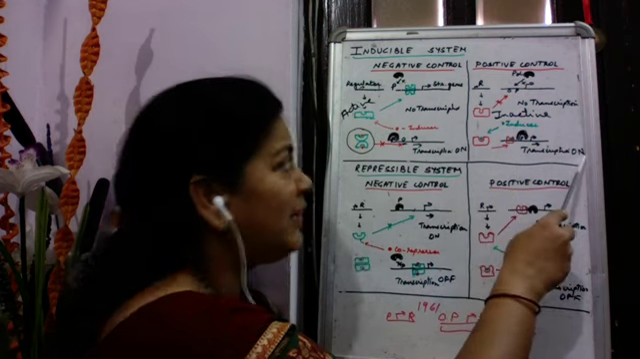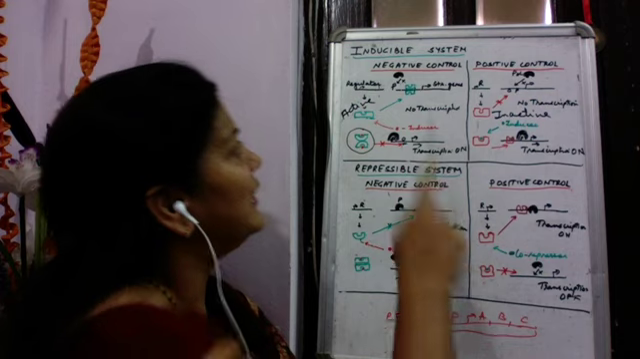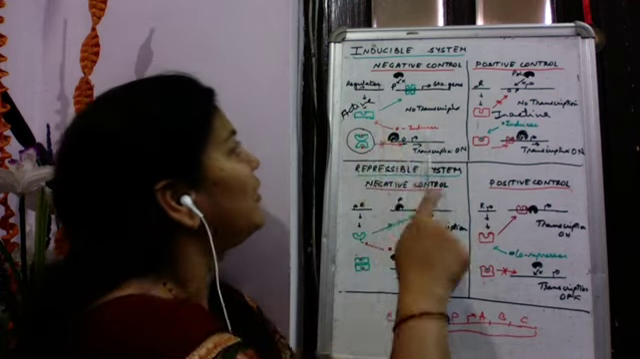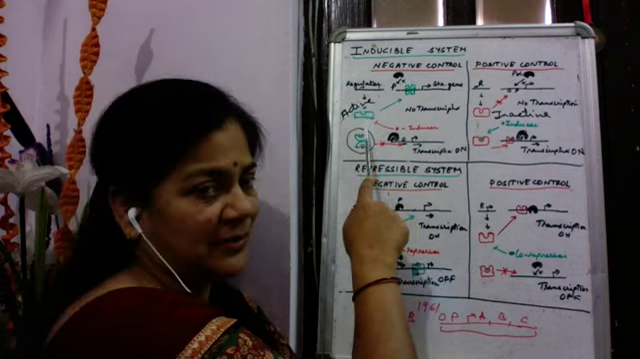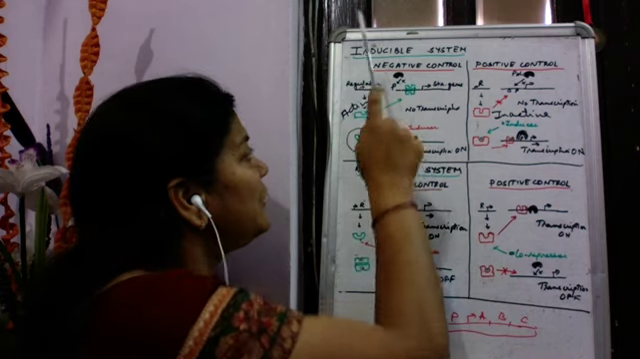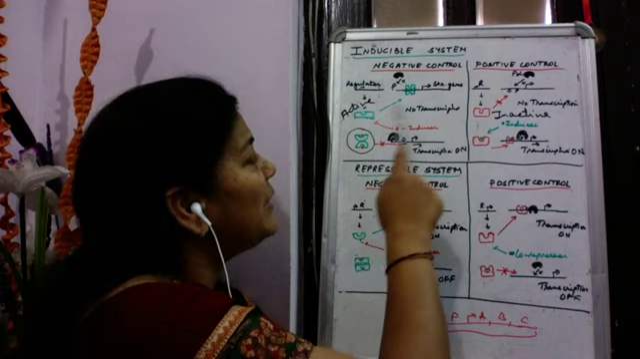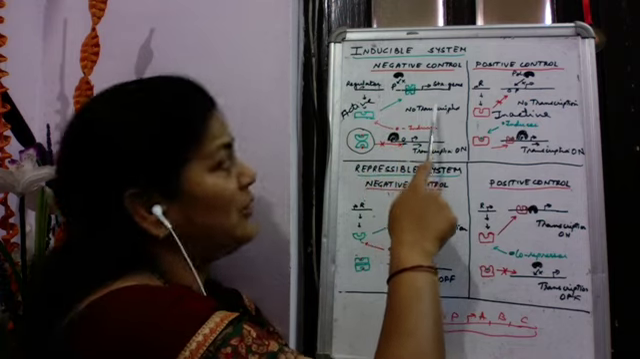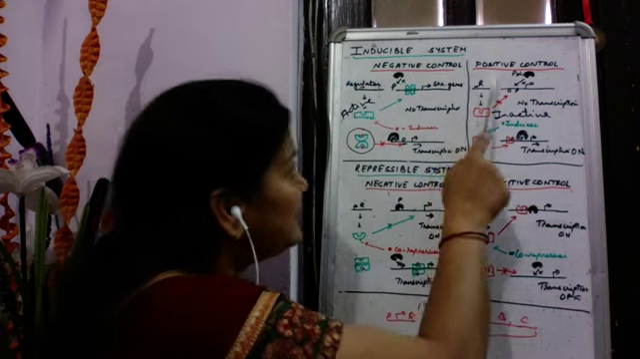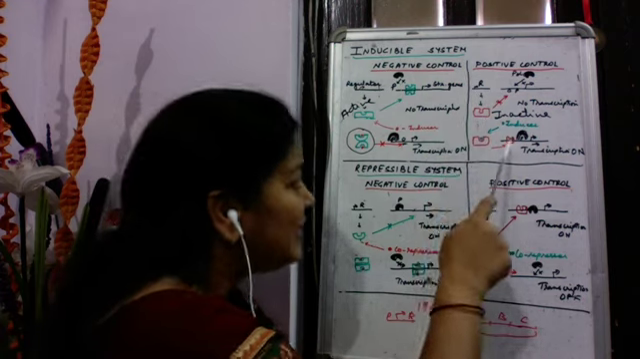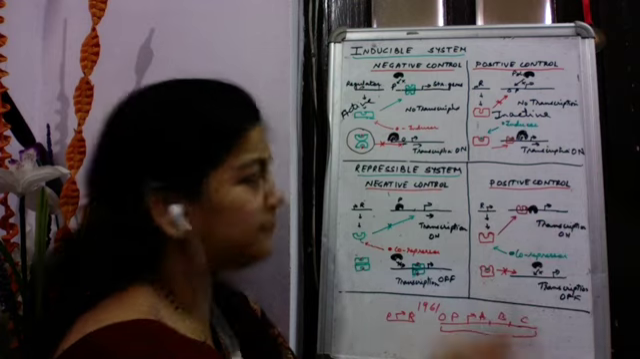So what you should understand over here is that when we are talking about negative and positive, we are talking about the regulatory protein. When we are talking about negative inducible, that means this regulatory protein is not allowing the transcription to turn on. When we are talking about positive inducible, it means this regulatory protein is needed for the transcription to be on.